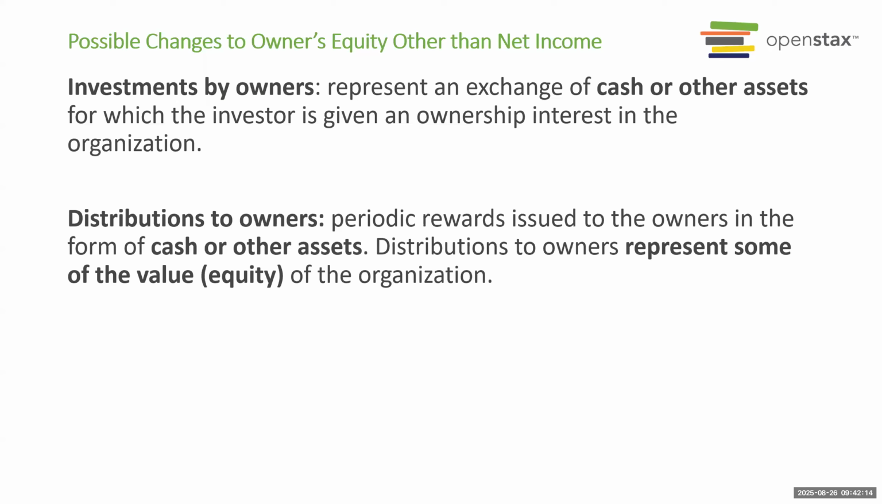So distribution to owners are periodic rewards issued to the owners in the form of cash or other assets. Distributions to owners represent some of the value equity of the organization. Put another way, this is normally how owners get paid for having a business. In a public corporation, it is called dividends when the distribution happens. In a private organization or a sole proprietorship or partnership, it is called a withdrawal.